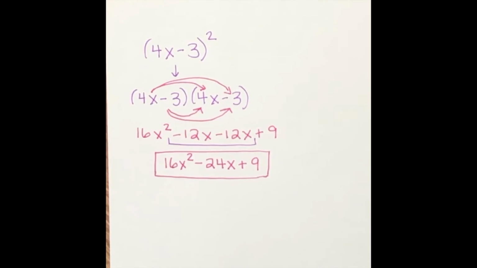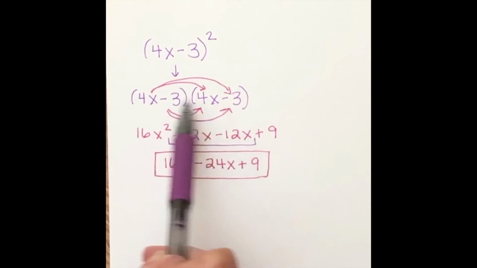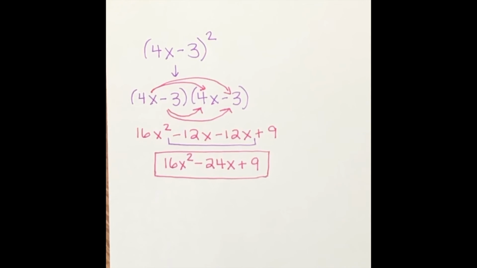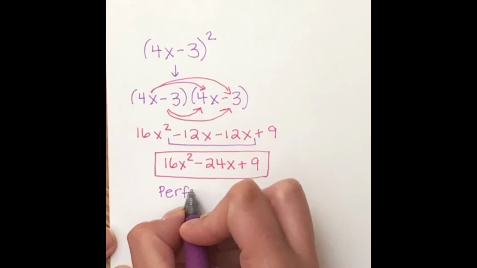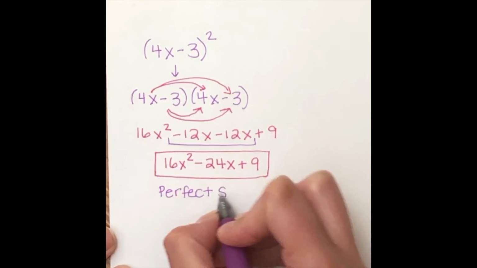Well, we only have one slight difference between the problem that Mrs. Sullivan did and this one, and it's the fact that these signs are the same. In Mrs. Sullivan's, they were different. So that's why we end up with a trinomial here. This trinomial has a special name. We call it a perfect square trinomial.